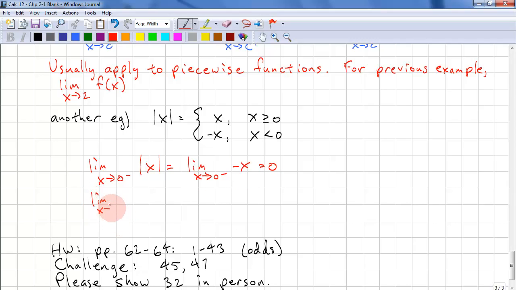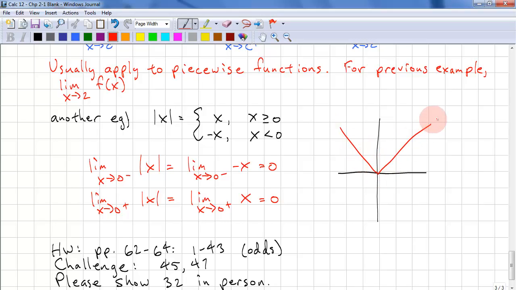Limit as x approaches 0 from the right of the absolute value of x. This is from the positive side, so we know the limit as x approaches 0 from the right of x equals 0. And if you don't remember, we'll graph this out. You can see that that is the absolute value function. As we approach from the left, we see that it goes to 0. As it approaches from the right, we see that it goes to 0.